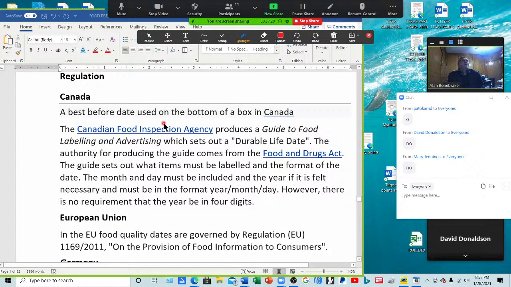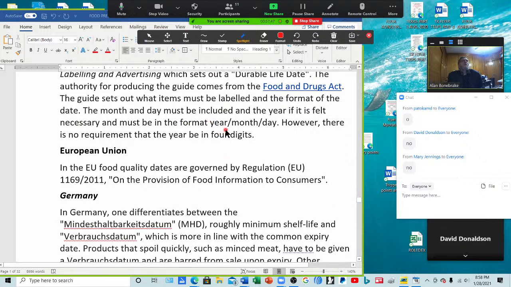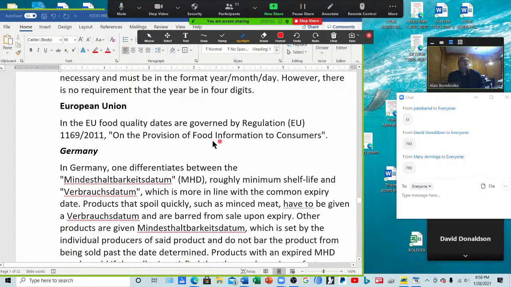Canada, best before date on the bottom of the box. The Canadian Food Inspection Agency produces a guide to food labeling and advertising, which sets out a durable life date. The authority for producing the guide comes from the Food and Drugs Act. The guide sets out what items must be labeled and the format of the date. The month and day must be included, and the year, if it is felt necessary, must be in the format of year, month, day. However, there is no requirement that the year be in four digits.